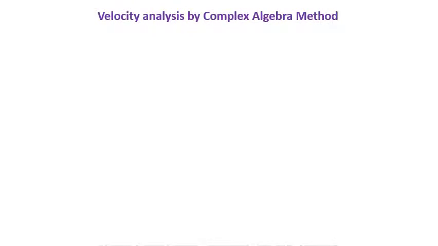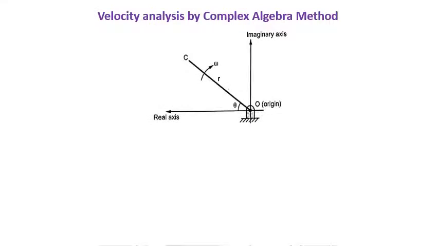So next, using this complex algebra method, let us see how to find the velocity of a link. Let us consider a link OC, which is situated between the imaginary and real axis. This is the origin, and it has a magnitude r, and it is rotating in a clockwise direction with an angular velocity omega, and its direction is theta from the real axis.